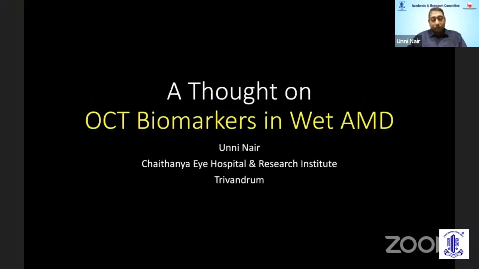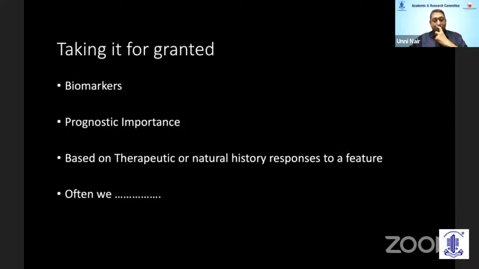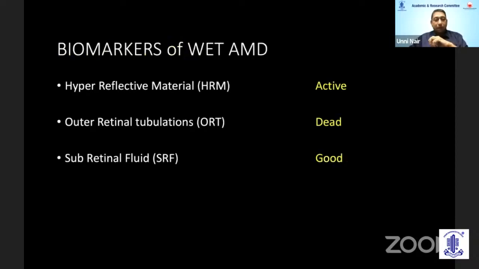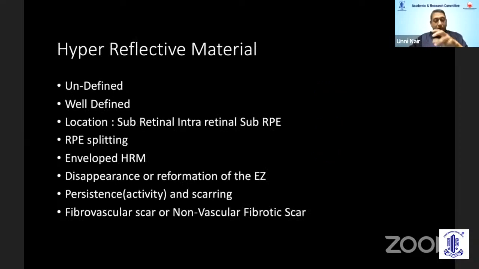So we've been talking about OCT biomarkers for an extremely long time, so I thought of just introducing a few new thoughts on it. A biomarker, unfortunately, is now something we all take for granted. It's like a word association. When you see HR, you think active; outer retinal ORT, you think dead; and subretinal fluid, you think good. Which is not exactly how it is now. So I'd like to concentrate on each of these three biomarkers in turn.